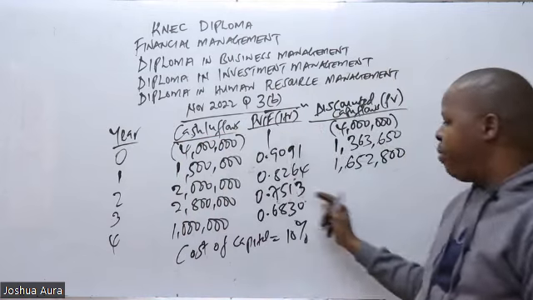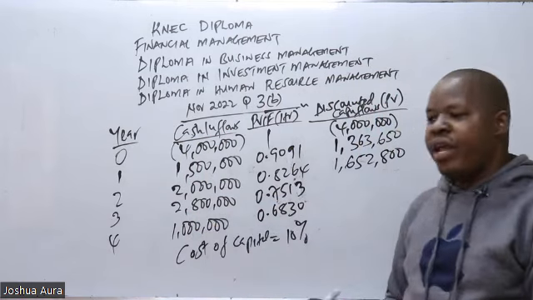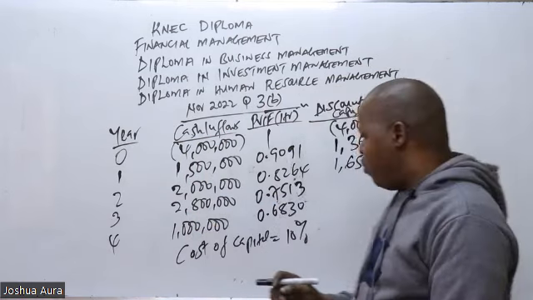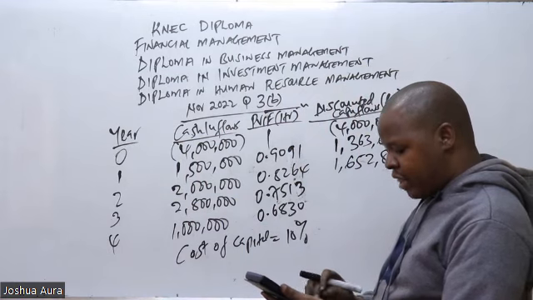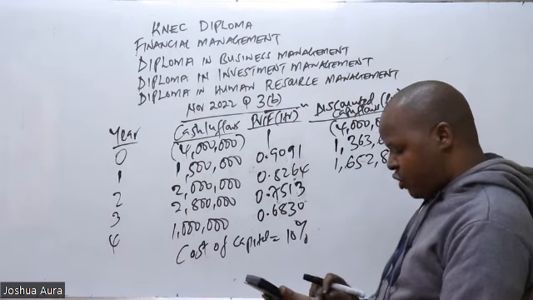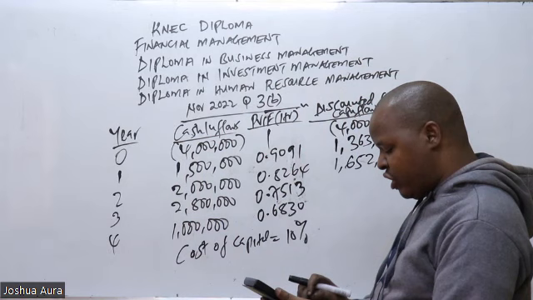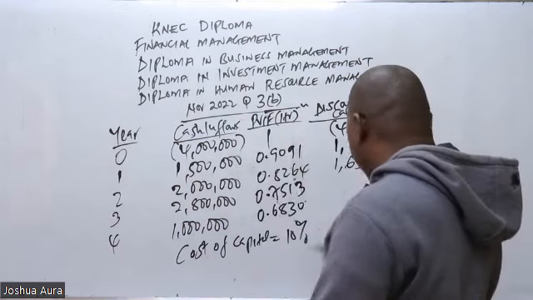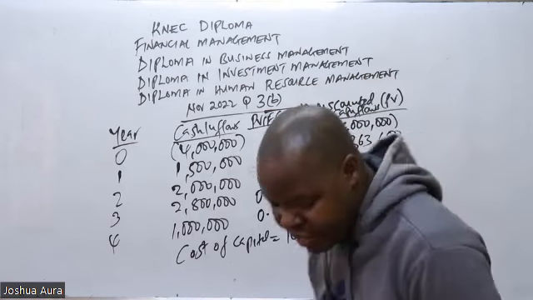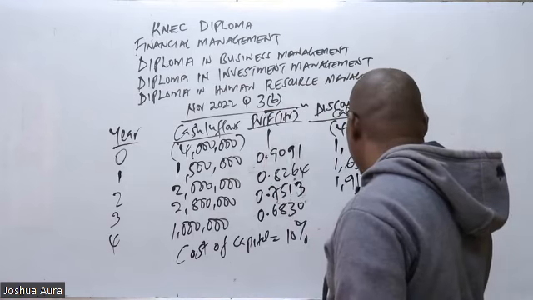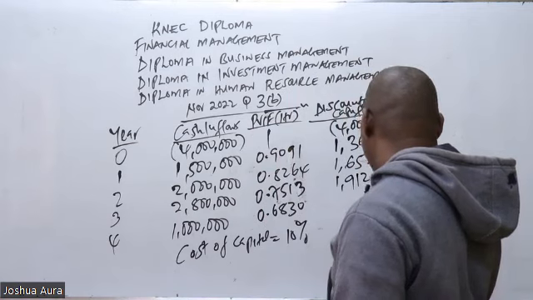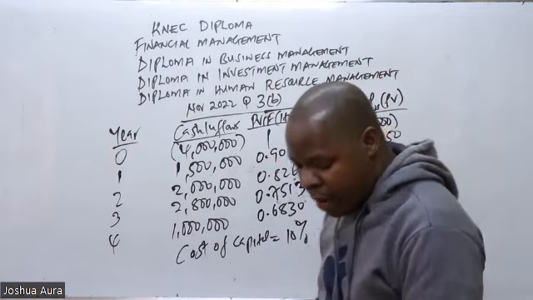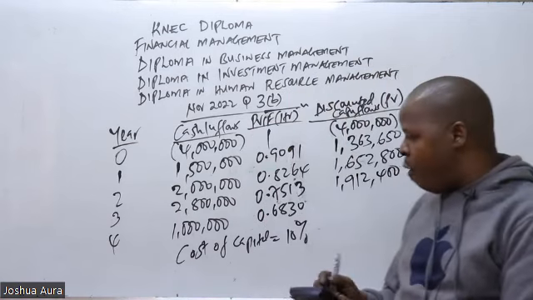What about year 3? We are just multiplying here. You will take 2,800,000 times 0.6830. What are you getting? 1,912,400.